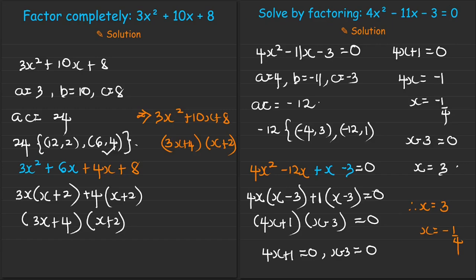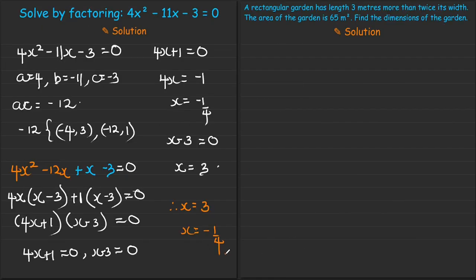We look at one last word problem just to apply all that we've studied in this session so far. Our last question here says: a rectangular garden has length 3 meters more than twice its width. The area of the garden is 65 meters squared. Find the dimensions of the garden.